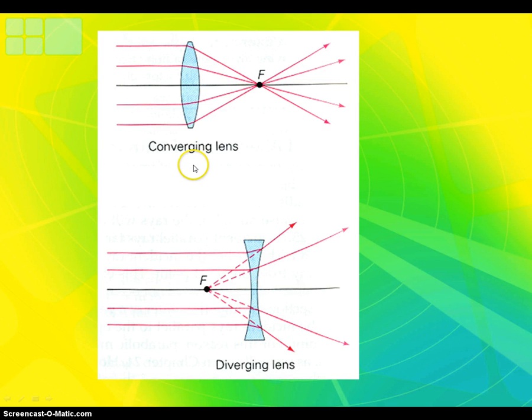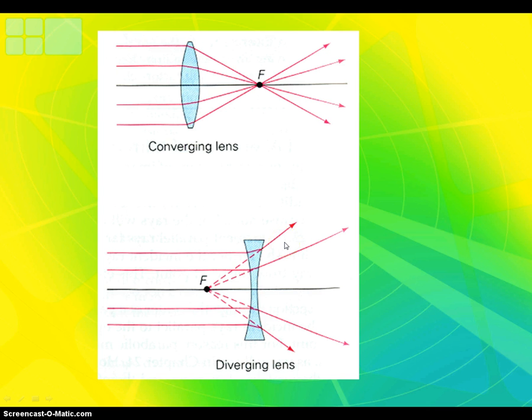If we look at a converging lens, you can see here that when light travels through or encounters the lens, it bends the light rays in and they converge on the opposite side. Whereas a diverging lens is bowed out like this, so as light strikes it, it bends outwards and diverges on the other side.